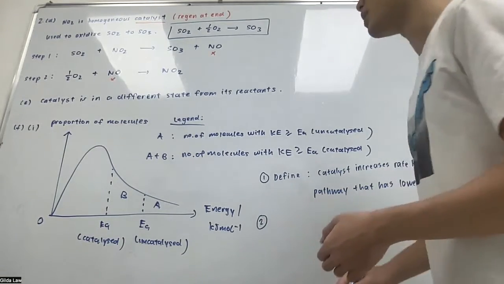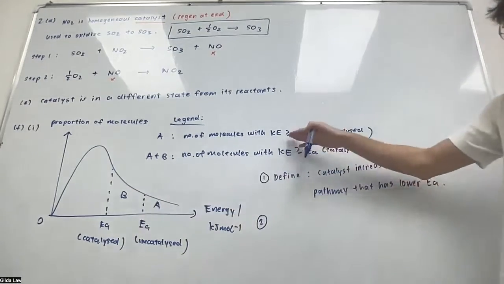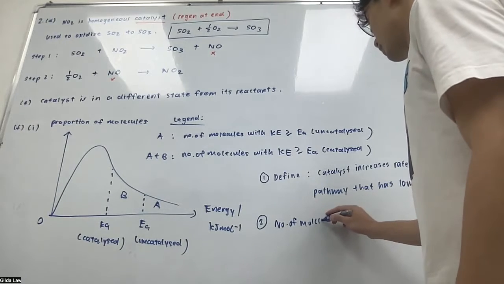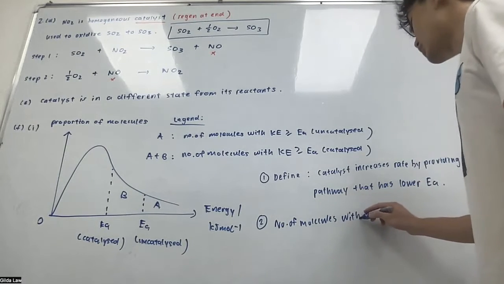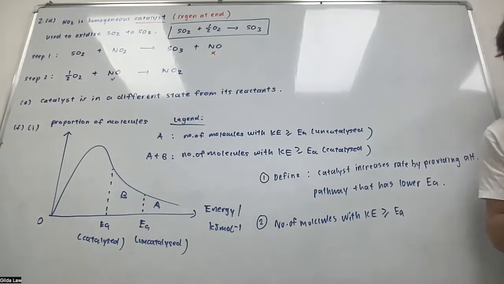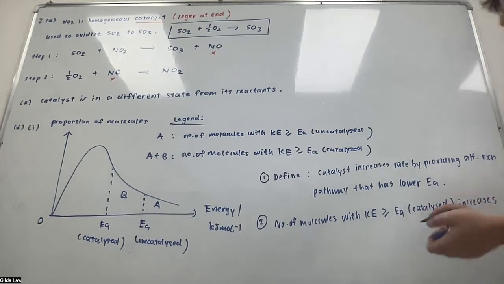The second part is about the increase in proportion of molecules. So you're basically copying down A again: the number of molecules with kinetic energy more than or equal to the activation energy. Is it the catalyzed or the uncatalyzed version that we are discussing? They're asking about adding a catalyst, so it should be the catalyzed version. As you can see, there's a higher number of molecules, so you just say it increases based on what you can see from the graph.